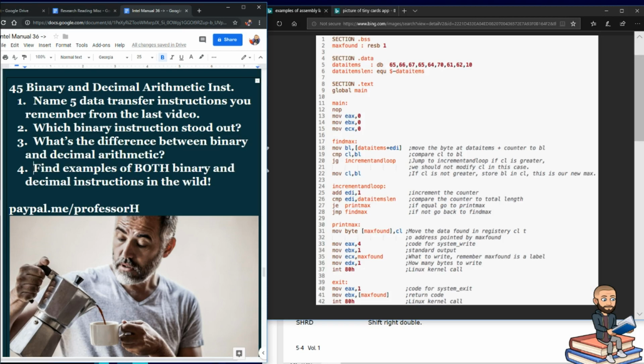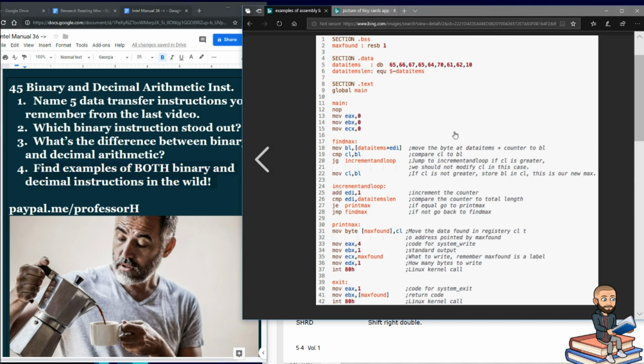So here's your challenge at the end. Find examples of both. Okay, that might be really challenging. So find examples of both the binary and decimal arithmetic instructions. And I'm saying in the wild, as in when you're just Google searching this stuff. I already showed you one in this, and I can already see another one.